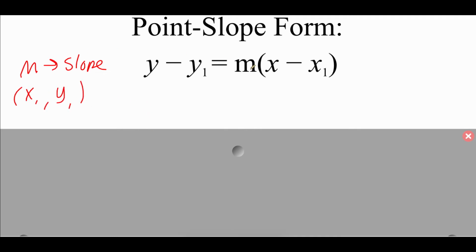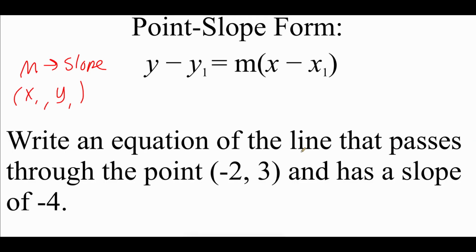So you're going to take your slope, plug it in for m, take your x1 and your y1, and fill it into this equation. So for example, if we wanted to write out an equation for a line that passes through the point -2, 3, and has a slope of -4, well, we just said that our slope was going to be the m value. So the -4 is the m value. The ordered pair, the point, tells you your x1 and your y1 value. So the -2 is x1, and the 3 is y1.